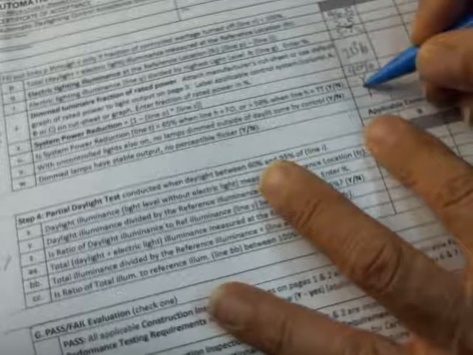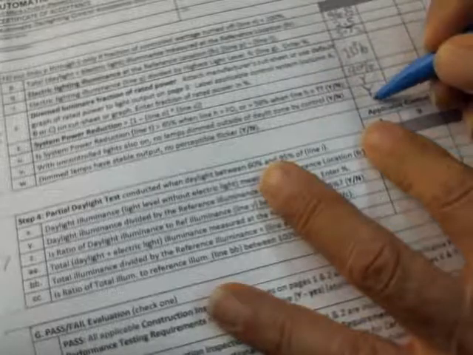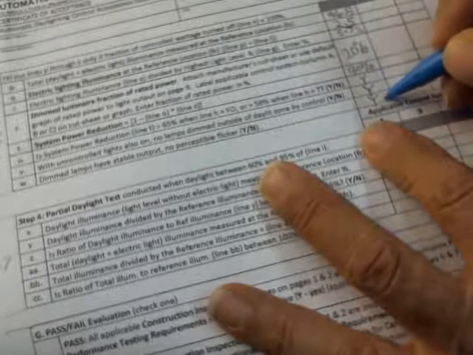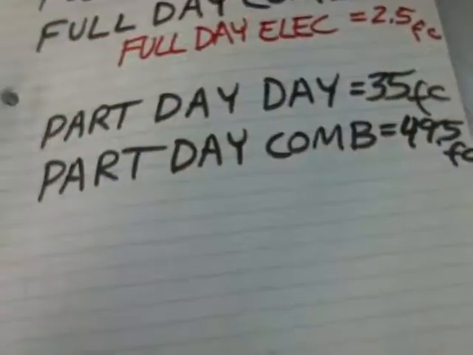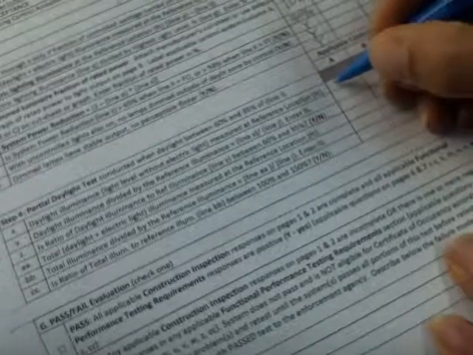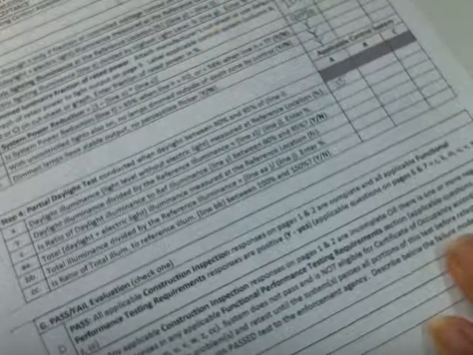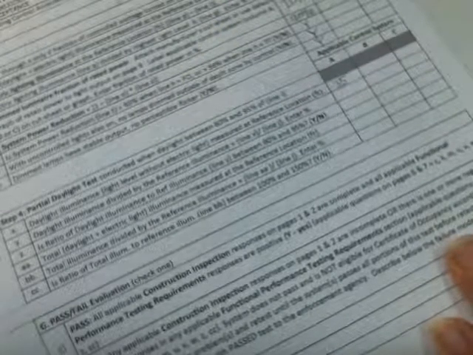Is the lighting working properly in the room? Is it flickering? Do you have the right ones dimmed? Are they flickering? Whatever. Partial daylight test. Let's do this one real quick. We put in 35 foot candles of daylight for our partial daylight. And there we enter that on line little x, the amount of daylight we put in. They want to know, is that between 60 and 95%?